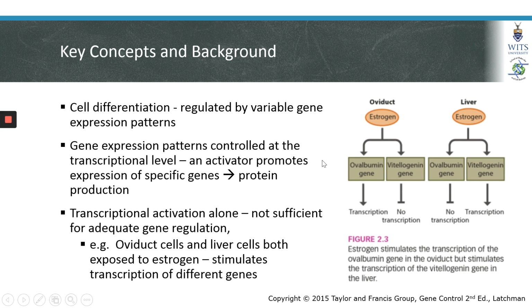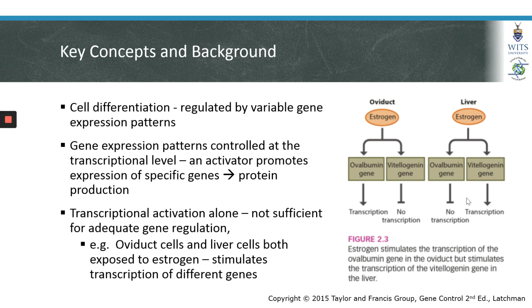So if we look at this figure on the right, you will see two different cell types, oviduct cells and liver cells. And they've both been exposed to an activator called estrogen, which is a hormone in this case. In oviduct cells, estrogen leads to the transcription of the ovalbumin gene, but it does not promote transcription of the vitellogenin gene. Whereas in liver cells, exposure of these cells to estrogen will lead to transcription of the vitellogenin gene, but not the ovalbumin gene.